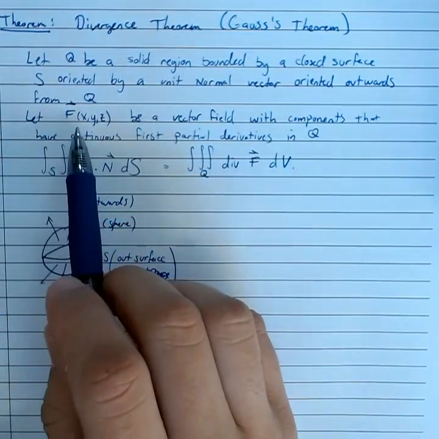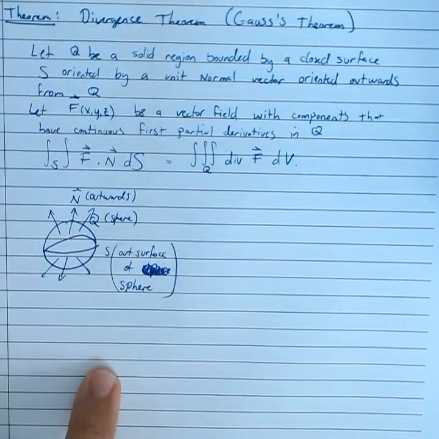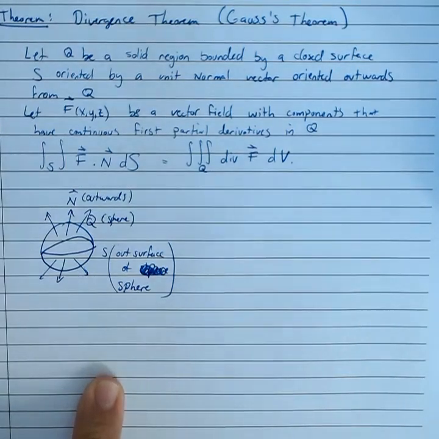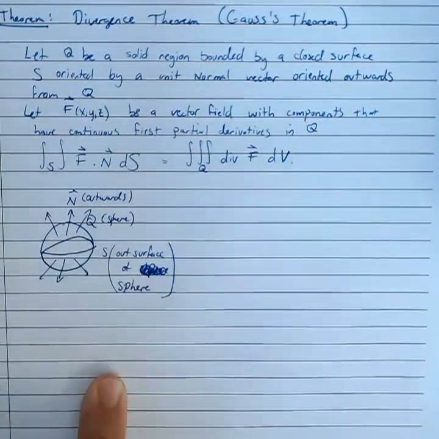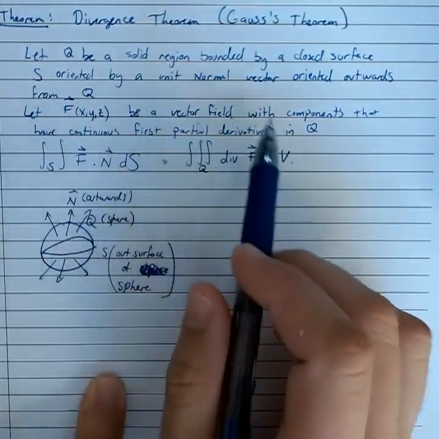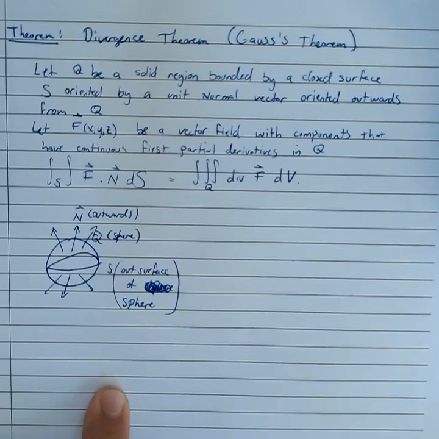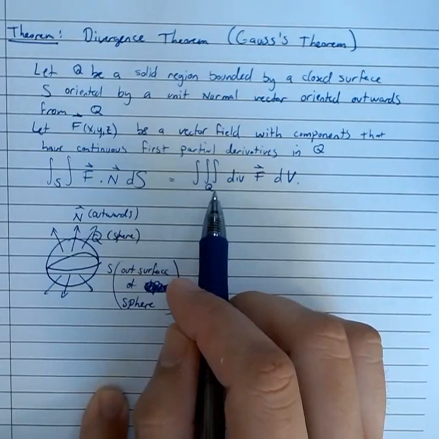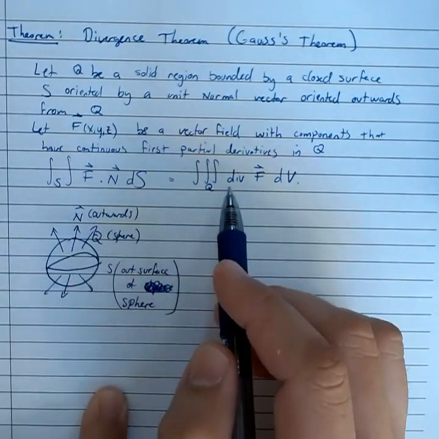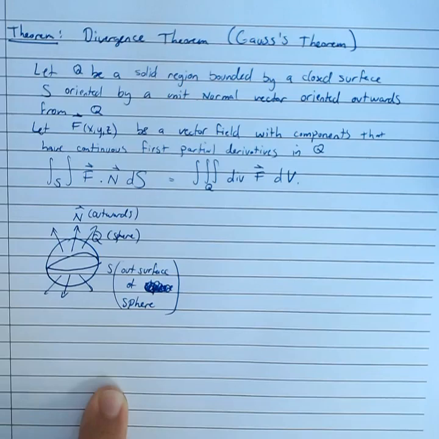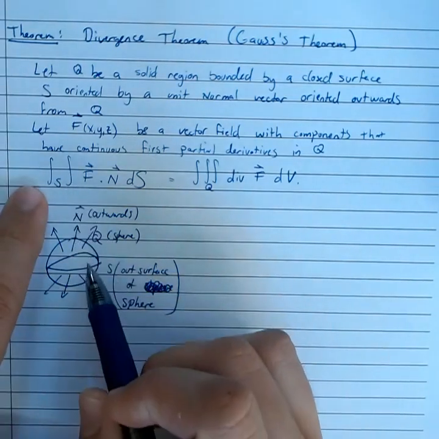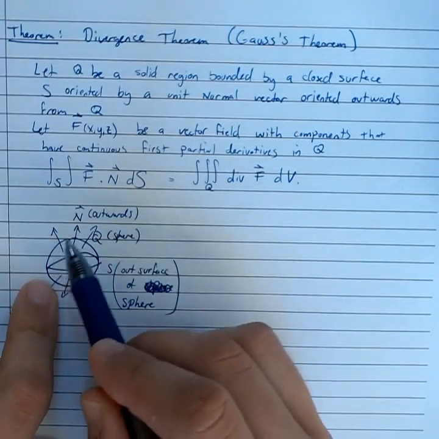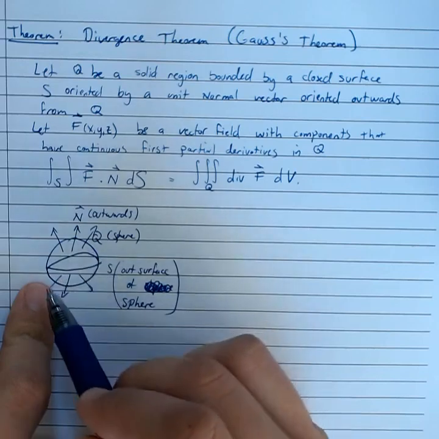Okay, now let's consider a vector field F of x, y, z. Let's let that be a vector field whose components have a continuous first partial derivative within this region Q. Assuming all of those conditions are met, then the flux integral of F through S is actually given by the triple integral over the region Q of the divergence of F with respect to volume. That is to say, the surface integral, the stuff on the outer edge, can be given by the triple integral of the stuff inside of this outer skin.